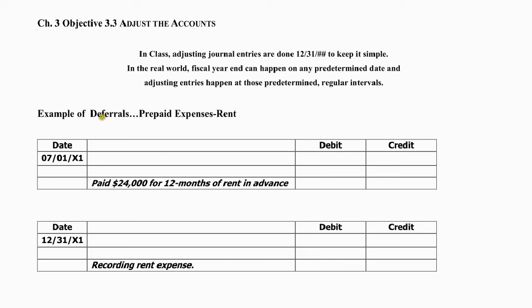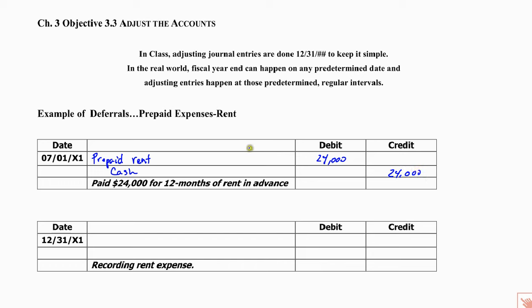So on this first slide, we're going to do an example of deferral, which is a prepaid expense, rent. We look at the note. It tells us what the transaction is. We paid $24,000 for 12 months of rent. Now, this is not the adjusting entry. This is just the normal transaction or normal journal entry. But what we're going to do is record prepaid rent. And we paid cash for that. $24,000.